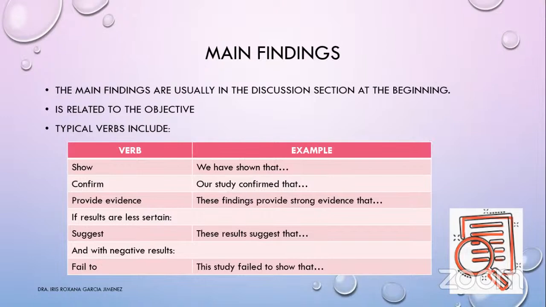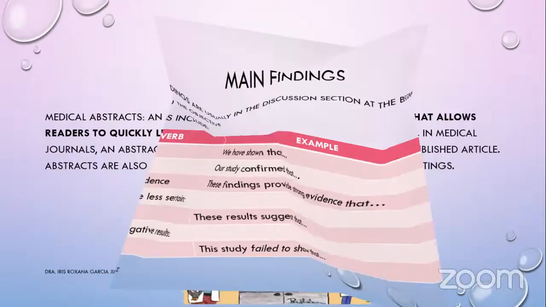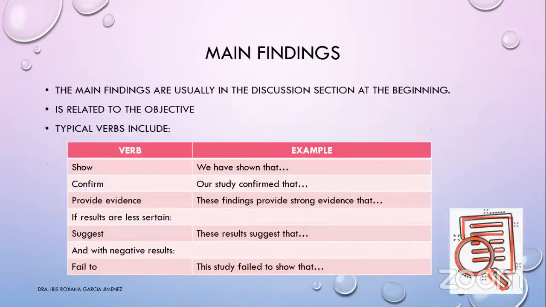About the main findings, they are usually in the discussion section at the beginning. It is related to the objective, and the most common and typical verbs are in this list. For example, show: we have shown that, because we are giving a result, we are showing something new maybe. That's why, according to the situation, what we are studying or investigating, we choose the verb we need. The same rules as in Spanish. Okay.